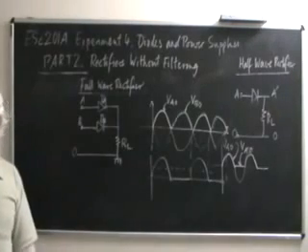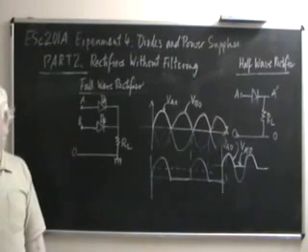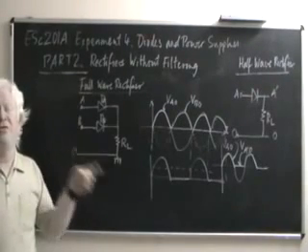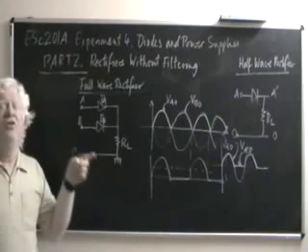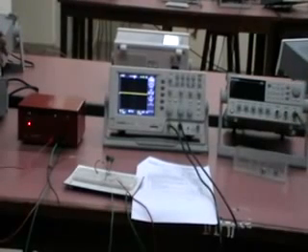But this is clearly not that. Not at all constant. So we would like to do something about this to make this voltage constant. That takes us to part 3 of the experiment. So coming to the third part of the experiment, that is half wave and full wave rectification.